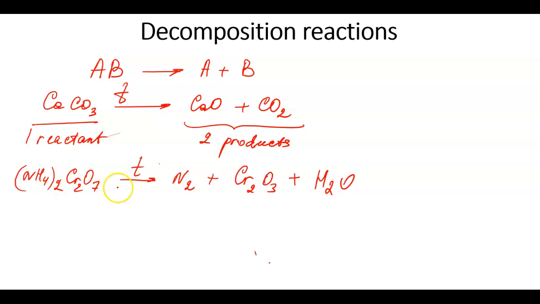Okay, and we need to balance this equation. So for metal, we will start with metal. So chromium is metal. Two chromium on the left side, right? I'm going to underline it, and two chromium here on the right side. We're good with chromium. Then non-metals. The first one we will balance is nitrogen.